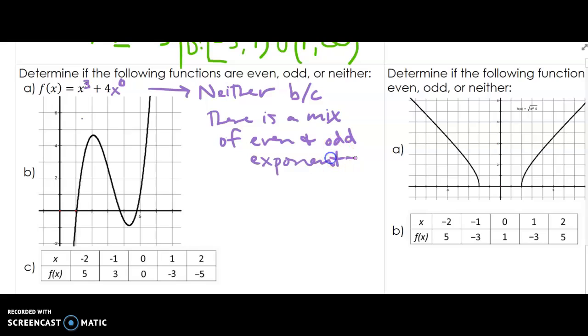Nice, and that justification is very important. Let's talk about example B.